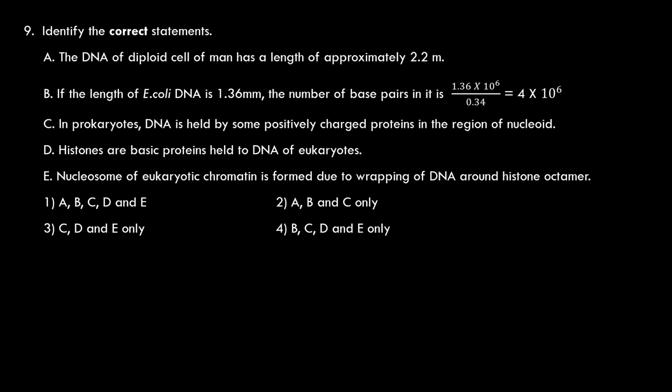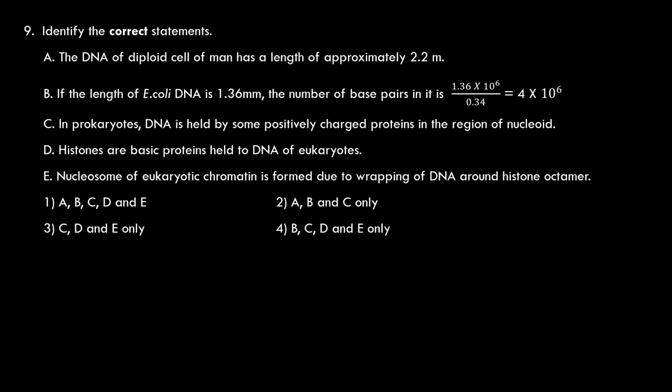The number of base pairs in it is absolutely true. 1.36 into 10 to the power of 6 by 0.34, because the length of each pair of nucleotide is 0.34 nanometers. So 1.36 millimeters converted to nanometers by multiplying with 10 to the power of 6. That is 4 into 10 to the power of 6, that is 4 million bases. Right? So 4 into 10 to the power of 6, that is also correct.